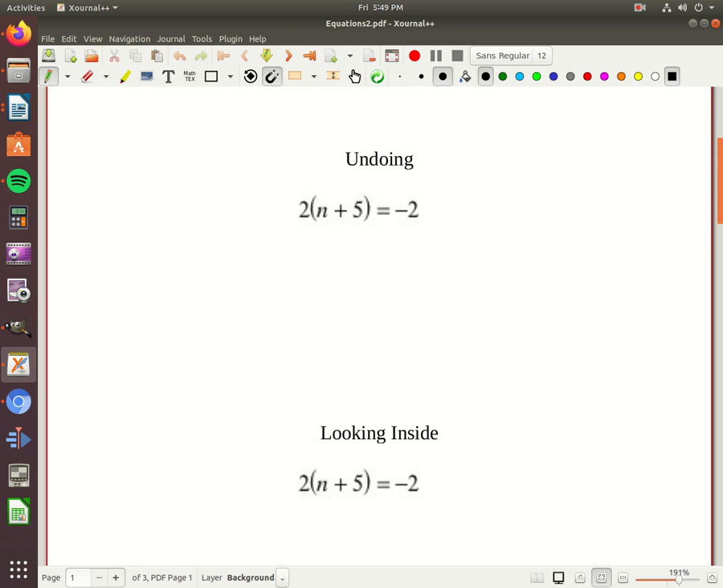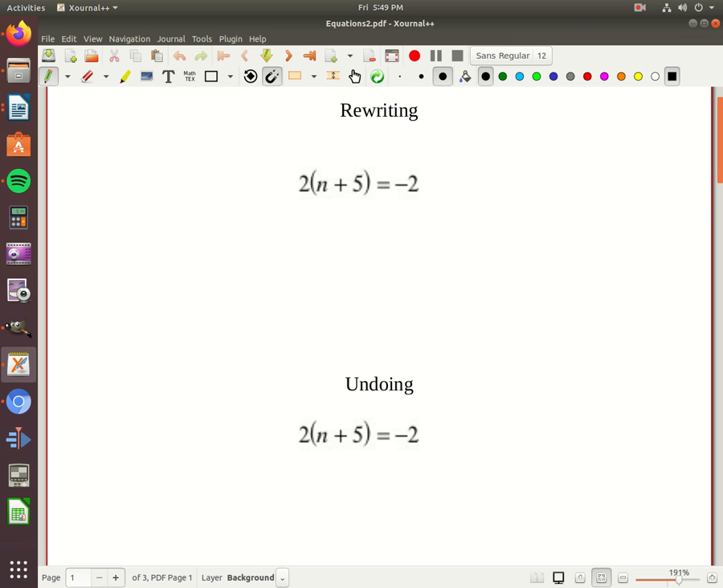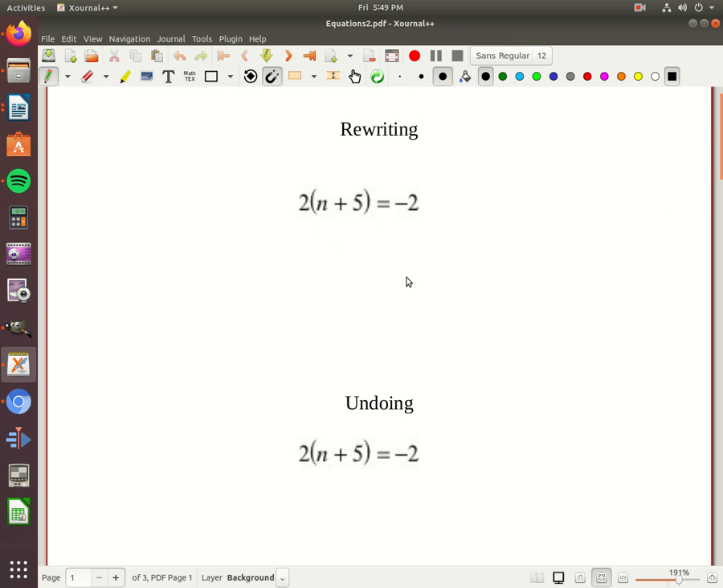So you'll see I'm going to do this problem 3 separate ways just to show you really that there are so many different ways to solve equations. The first one would be rewriting. What if we wanted to rewrite this problem? Well, a lot of people would look at this problem and distribute the 2 and multiply it to each term inside. So 2 times n is 2n, 2 times 5 is 10, equals negative 2.